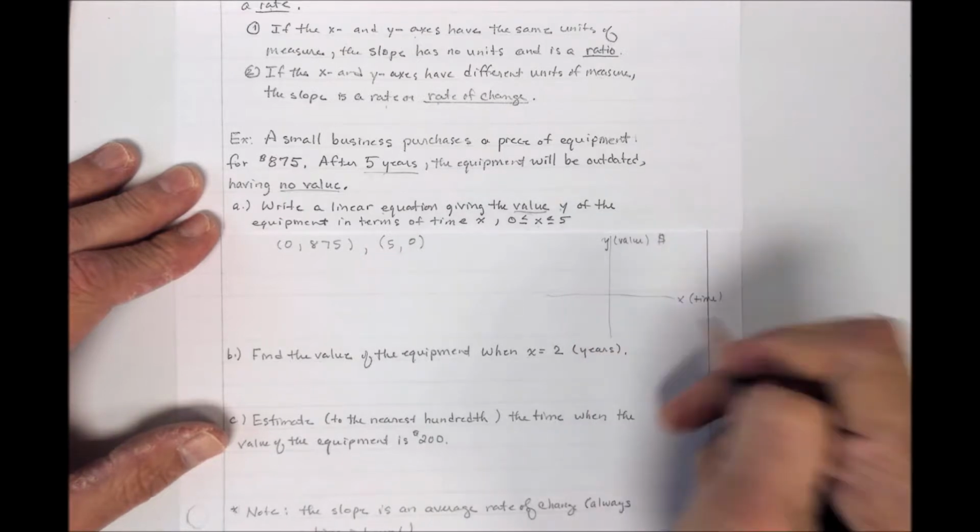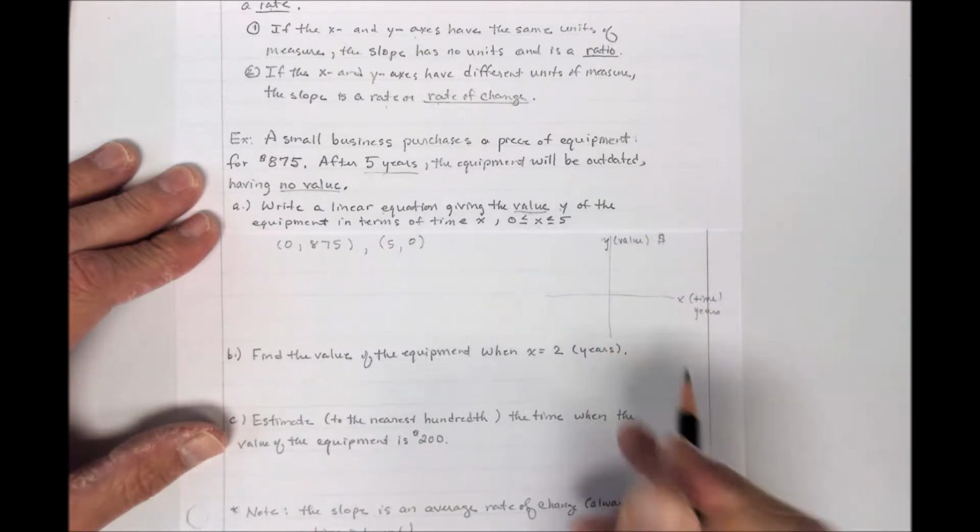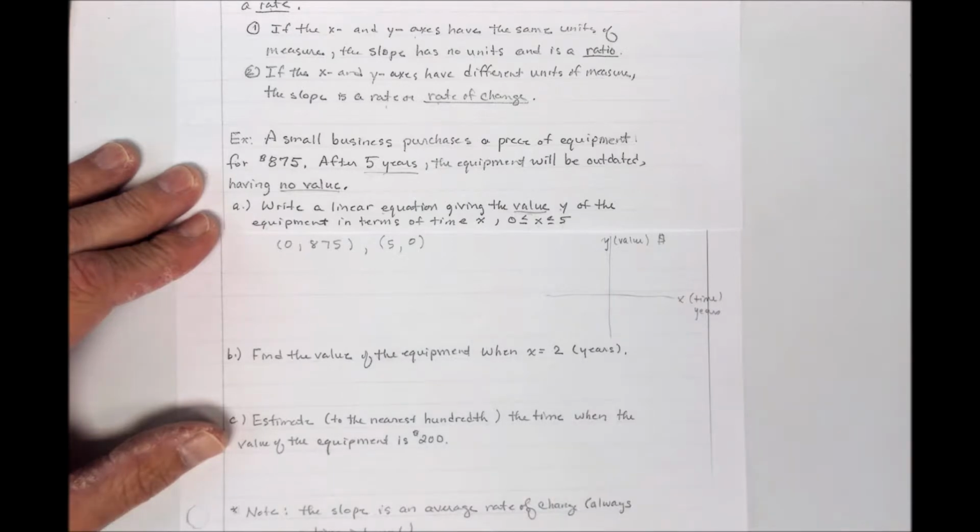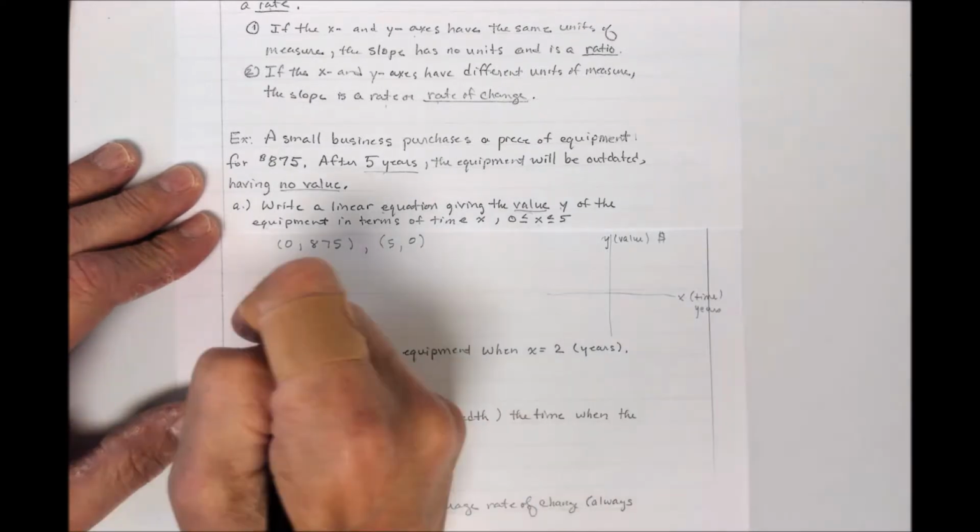This would be in years, this would be in money. So your rise and your run are different units, and your slope here, which is what I want, would be considered a rate. So I'm going to find the slope.